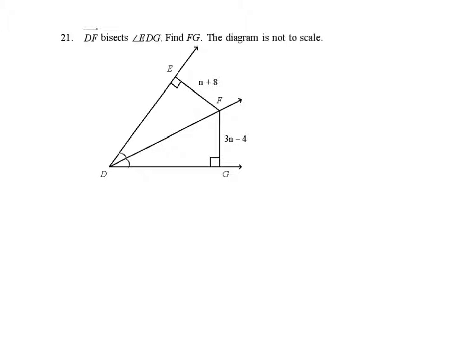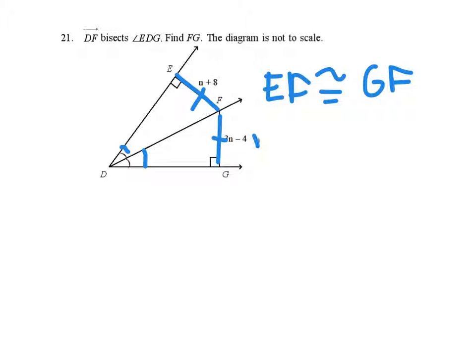21 says DF bisects angle EDG, find FG. The diagram is not to scale. So if I have an angle bisector, then I know that these two segments are going to be congruent to each other. So I know EF is congruent to GF. That also tells me that N plus 8 equals, I just want to double check that I write the right number here, 3N minus 4.